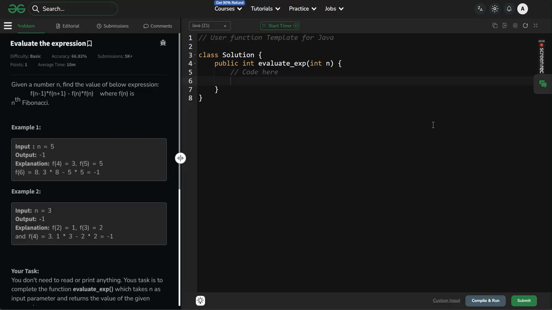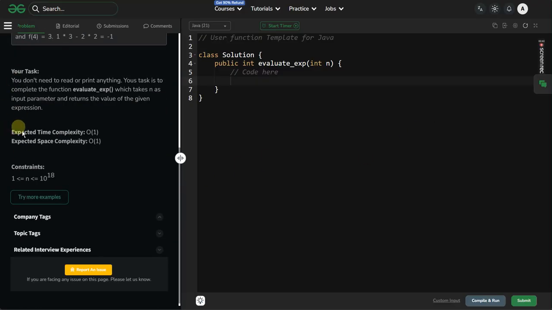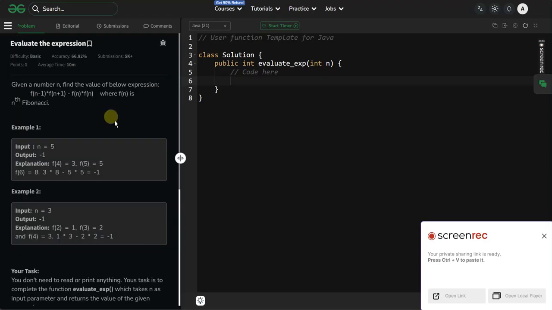If you see the first example, the input is n equals 5, and the output is minus 1. And next, the input is 3 and the output is minus 1. We need to use big O of 1 time and big O of 1 space complexities. So no loops or extra space.